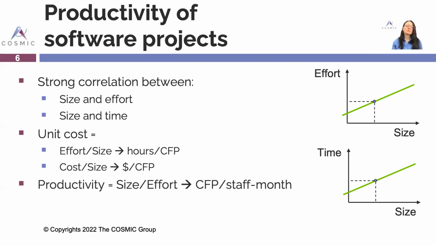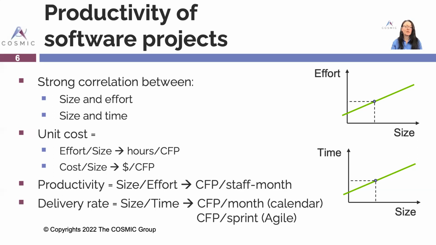And there's the productivity, which can be expressed in terms of size over effort, or COSMIC function points per staff month. However, staff months may not be easy to standardize because it varies a lot from one organization to another. And the delivery rate is the size over time.